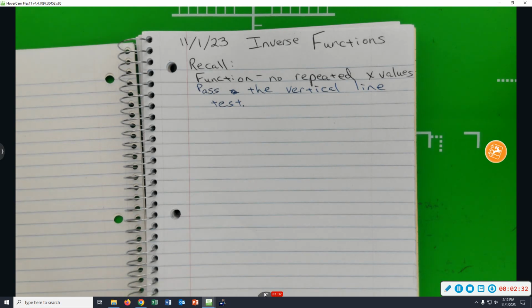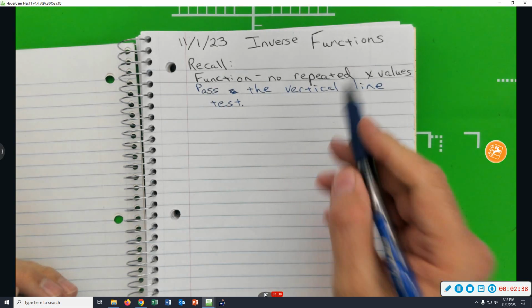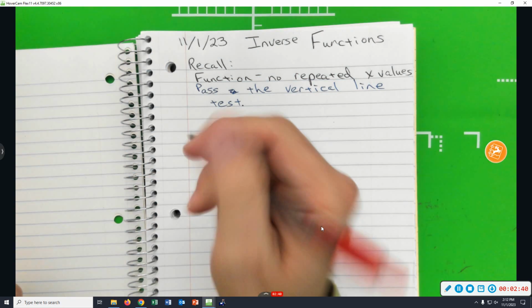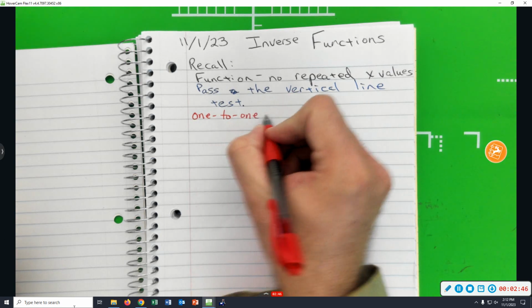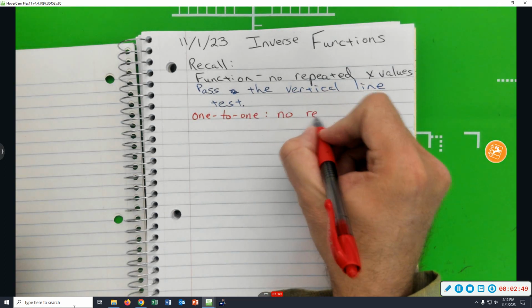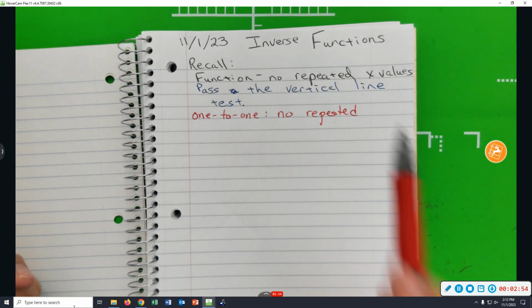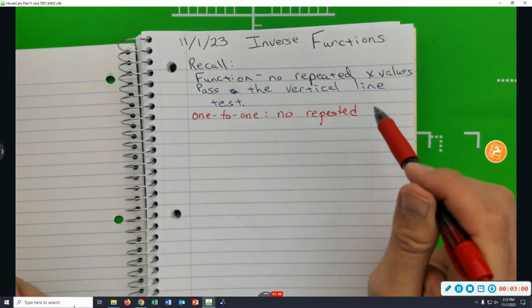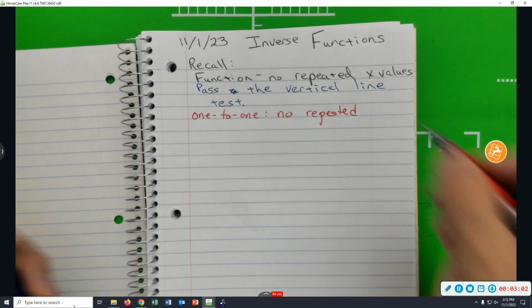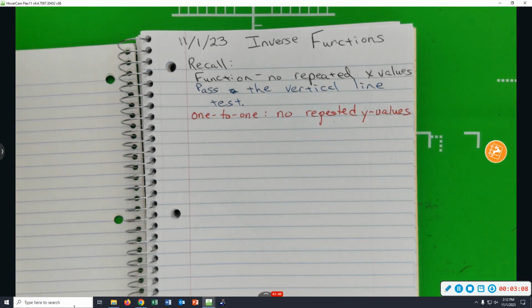Okay. Well, some new terminology. A function has no repeated x values. One-to-one means no repeated, y'all want to guess? We've said a function has no repeated x values. Having said that, one-to-one means that there's no repeated y values.